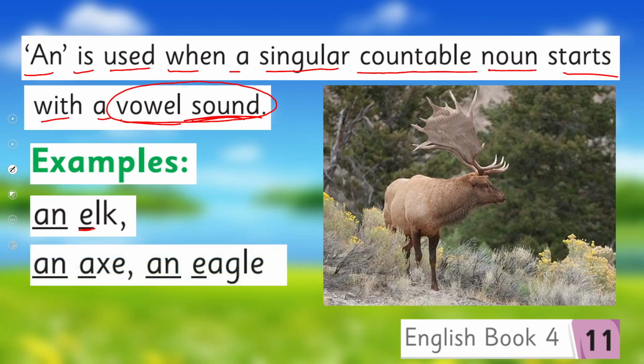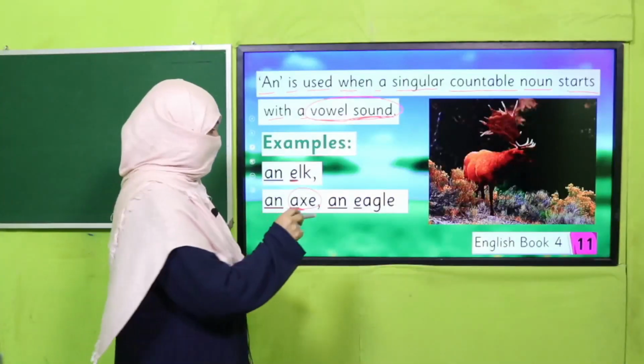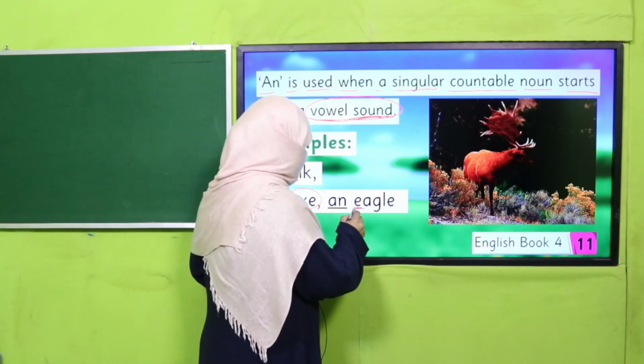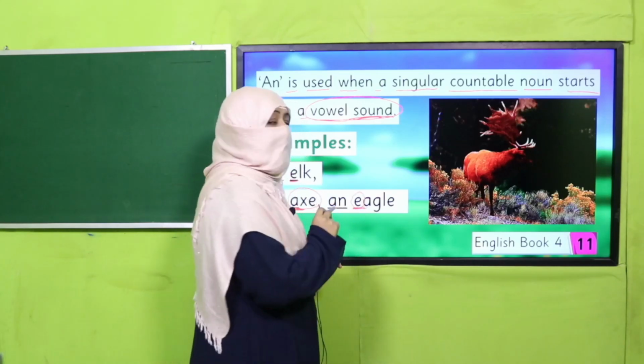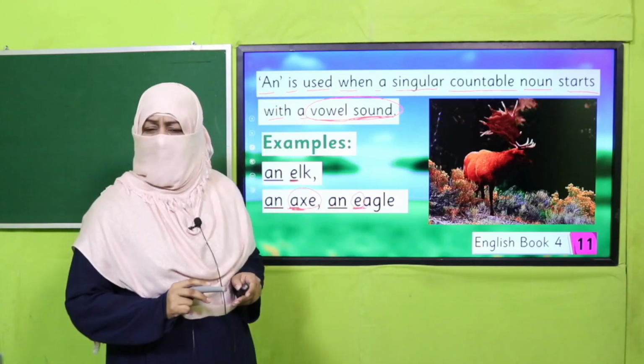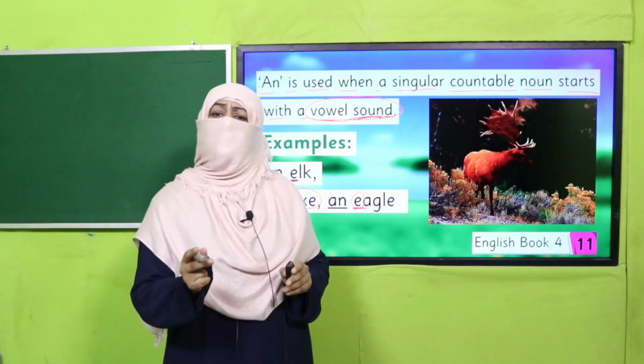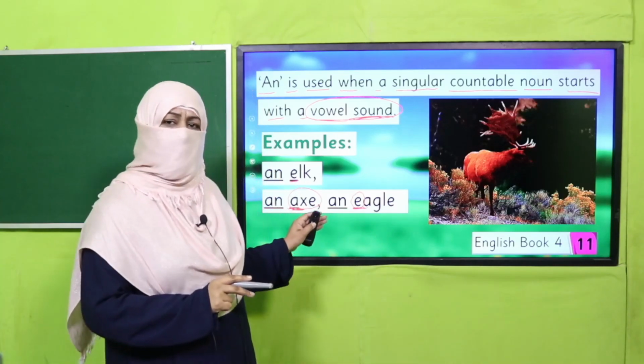Next is an axe. You know, axe, and it is starting with vowel A. That's why we will not say a axe, we will say an axe. And an eagle. It's starting with vowel E. That's why we will say an eagle. So far, it's very simple and easy. You know all these rules. We have learned it before.